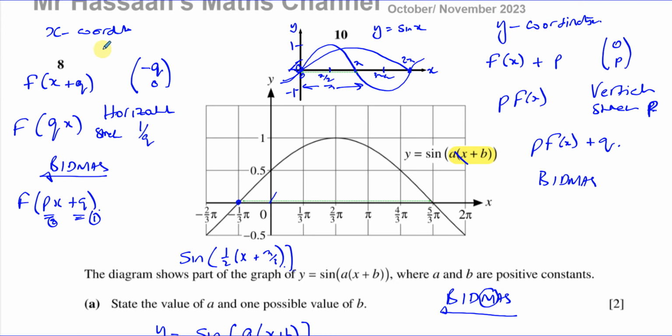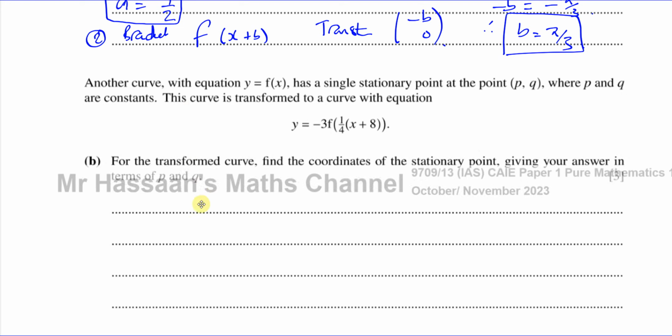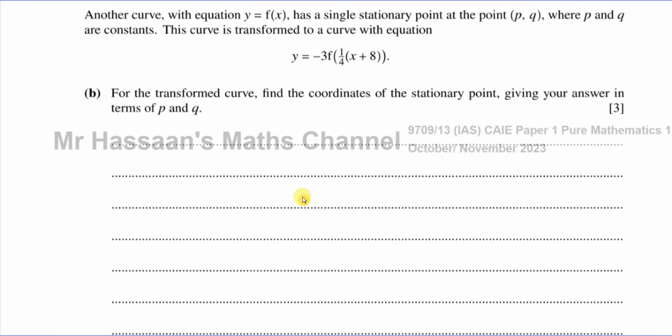Now for part B, it says another curve with equation y equals f of x has a single stationary point at the point PQ. Okay, you don't know what the equation of the curve is at all. We just know that this is transformed to a curve with this equation. So now we have to bring to mind some of those things that I mentioned.